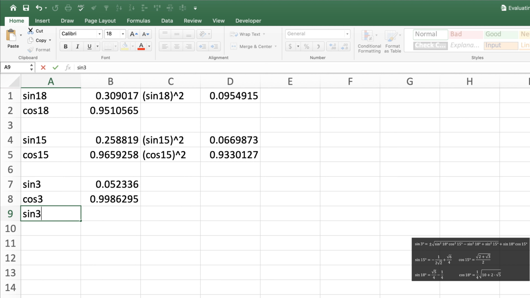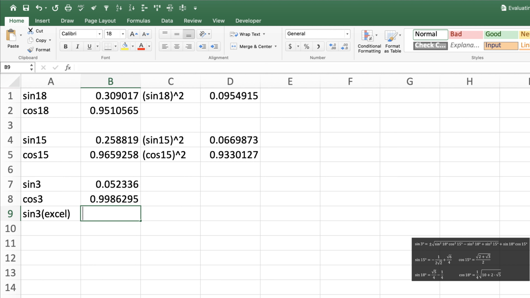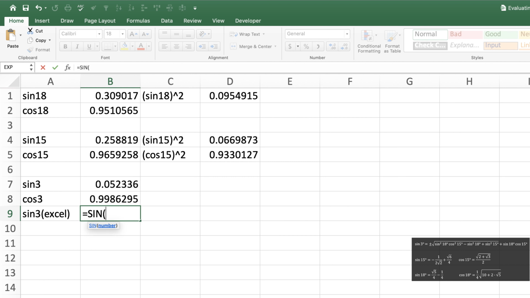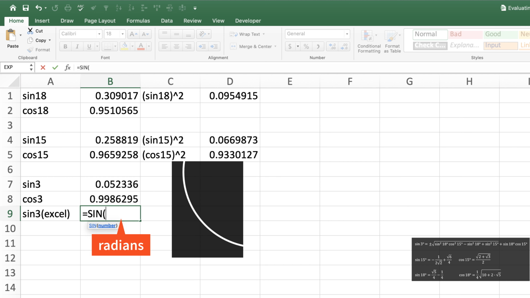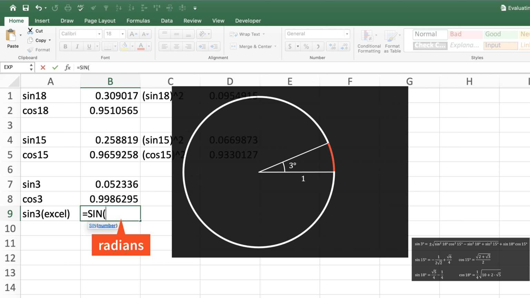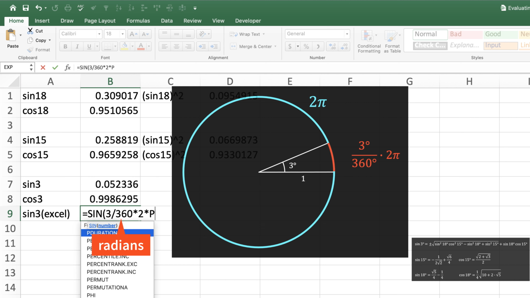Let's compare it to the Excel sine formula. Equals to sine. But note that Excel doesn't use degrees, it uses radians. Radians is the arc length of a unit circle facing the angle. So for 3 degrees, the overall circumference of the circle is 2 pi. So the arc length facing 3 degrees is 3 over 360 degrees times 2 pi. Hence, sin3 using Excel formula is sine 3 over 360 degrees times 2 times pi.